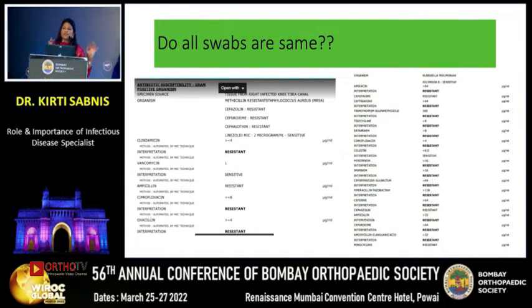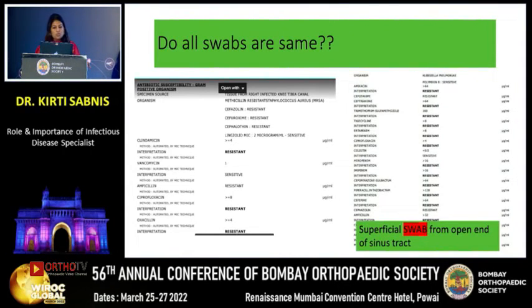Because we are short of time, we are going to discuss quickly what orthopedicians need to do when they have an infected joint, infected wound, or infected prosthesis. So, are all swabs the same? How do we decide? On the right side is a swab from an OT, and the left-hand side is a swab taken from a sinus end. This is the superficial swab from the same patient and the same per-operative tissue from the same patient.